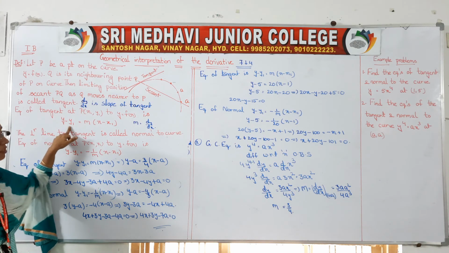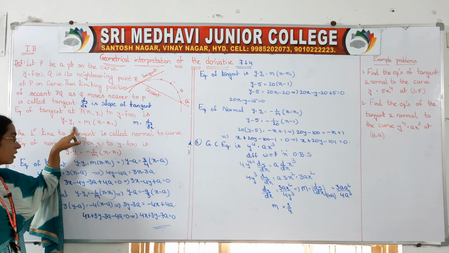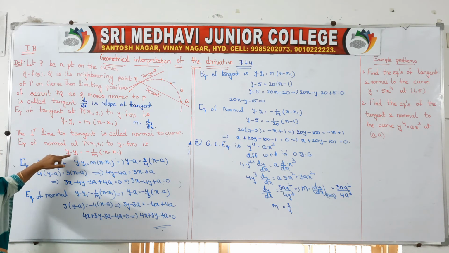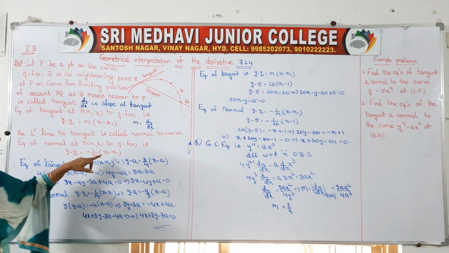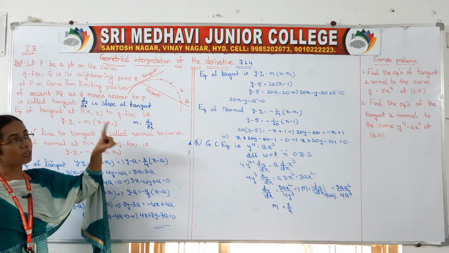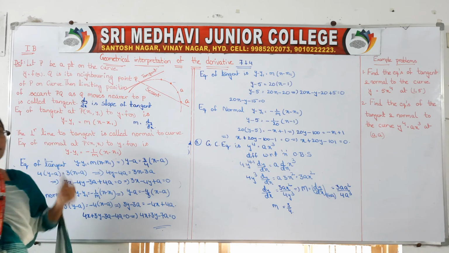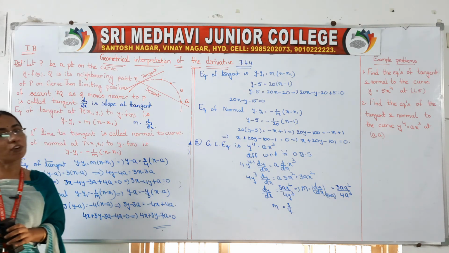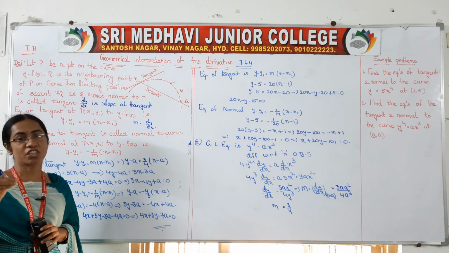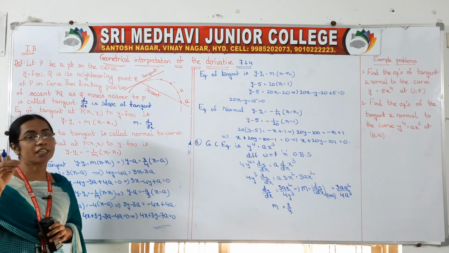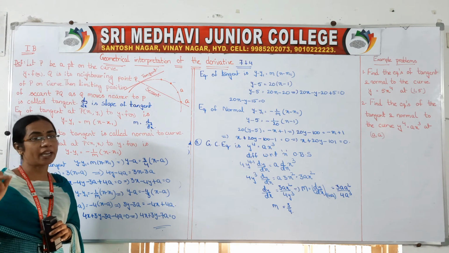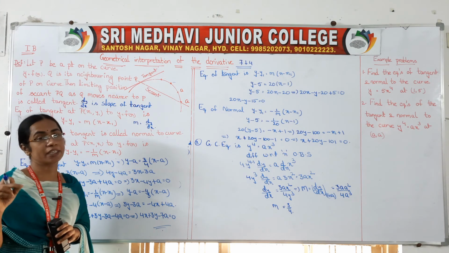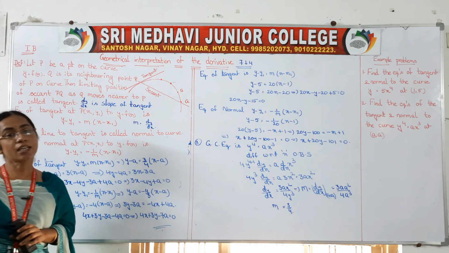So the equation of the tangent formula is y minus y1 is equal to m into x minus x1, and the equation of the normal is y minus y1 is equal to minus 1 by m into x minus x1, and we did 2 problems based on these formulas. In doing the problem, the procedure is first you find dy by dx, just differentiate the given curve to get your dy by dx. Then find your m. m is nothing but the slope of the curve at the given point, so m is dy by dx at the given point.